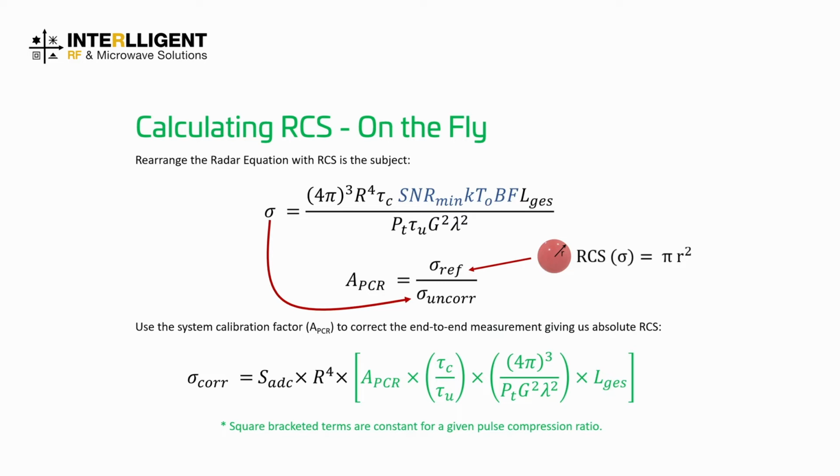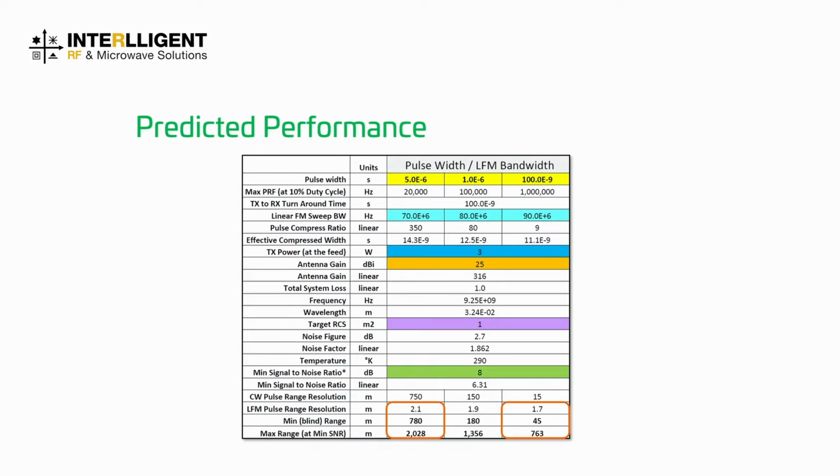And what this means is that we can calculate RCS of any target at any point in our range continuously with very, very low processing overhead. So we did some predicted performance calculations. This table gives us 3 different pulse widths, some adjustments of the LFM bandwidth, linear modulation. And from this, we get an estimation of a minimum blind range of 45 meters, a maximum range of 2 kilometers, and a range resolution of 2 meters.